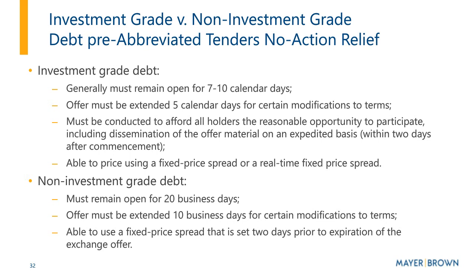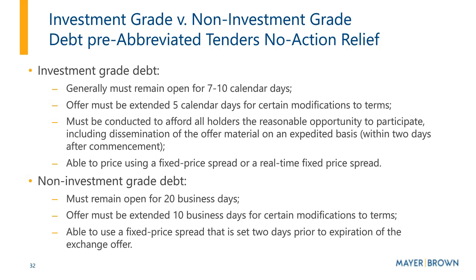On the other hand, non-investment grade or high-yield debt had to remain open for 20 business days. Though, as I mentioned before, you could have an early tender period. The offer had to be extended for 10 business days, and you did have the ability to use a fixed price spread, the way you could in an investment grade, but you had to set the fixed price spread 2 days before the expiration of the offer in order to give people the opportunity to know what that was, and if they wanted to, they could either withdraw if they hadn't tendered, or they could tender if they hadn't already tendered. And with that, I'm going to turn it over to Anna to talk about the abbreviated tender offer rules.